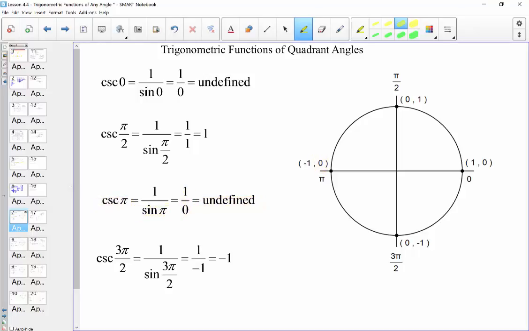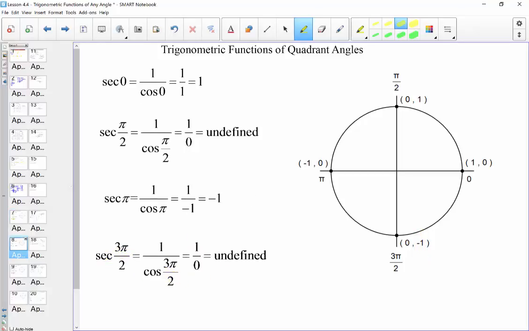Now we have the cosecant of 3 pi over 2, which is equal to 1 over the sine of 3 pi over 2. The sine of 3 pi over 2 is negative 1 because that's where the angle 3 pi over 2 intersects the unit circle. So we have 1 over negative 1, which equals negative 1.